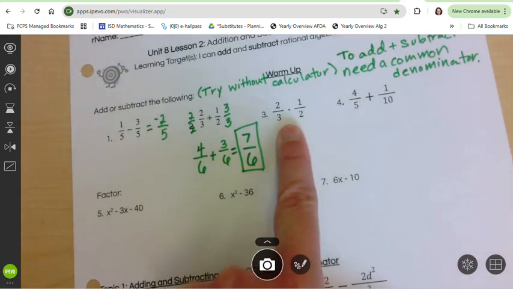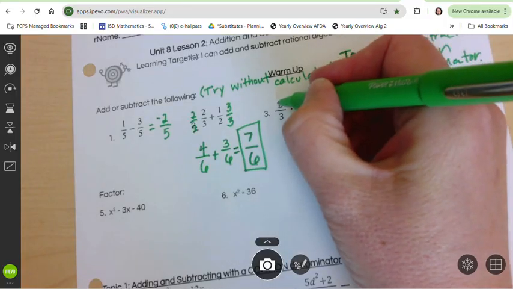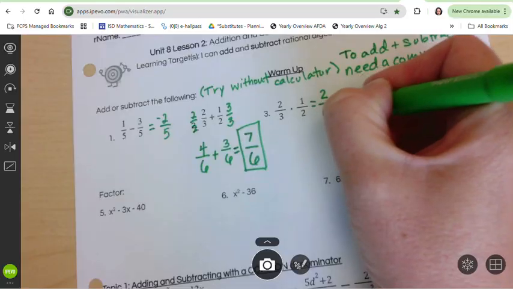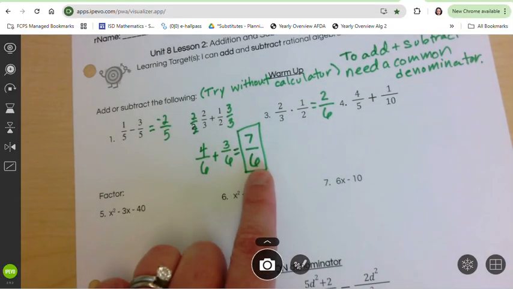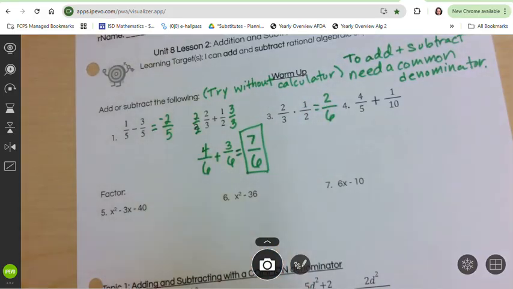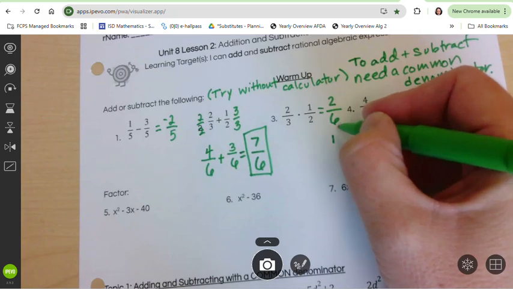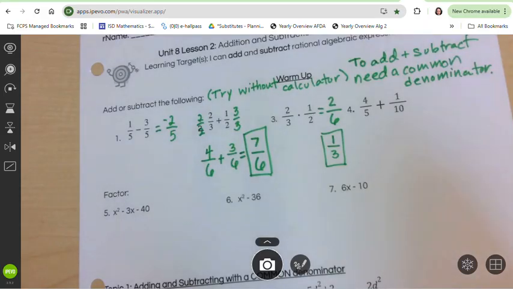For multiplying, do you need a common denominator? No. So for multiplying, remember we did this last class. Numerator times numerator. Denominator times denominator. So we get 2 over 6, which does simplify. So I'm fine with an improper fraction, but not an unsimplified fraction. What does this simplify to? It does simplify to 1/3. Because you can divide the numerator by 2 and get 1, and divide the denominator by 2 and get 3. So 2/6 equals 1/3.